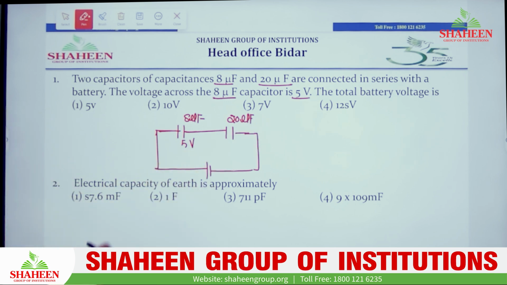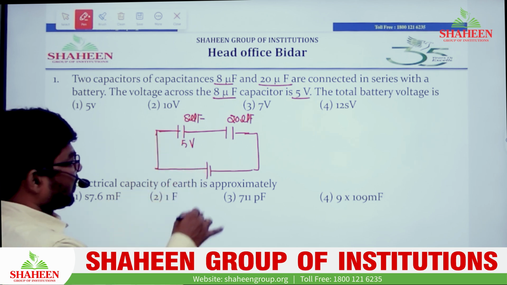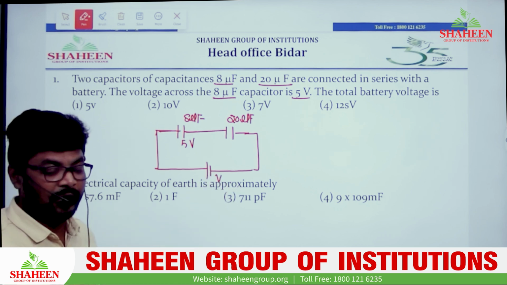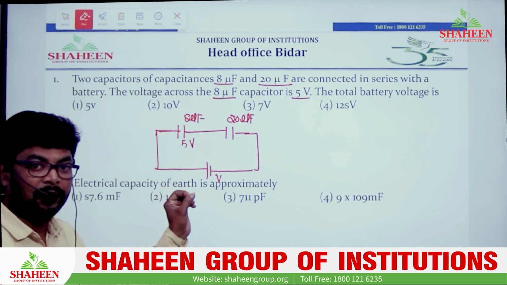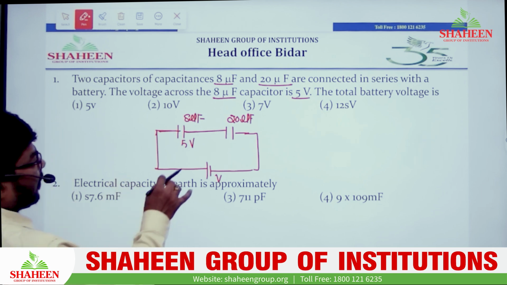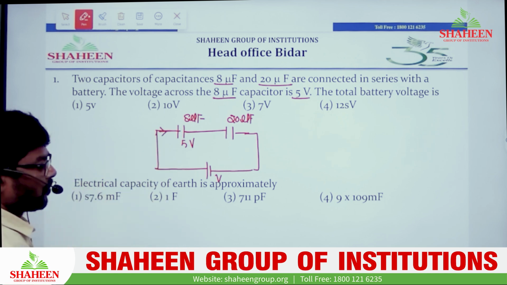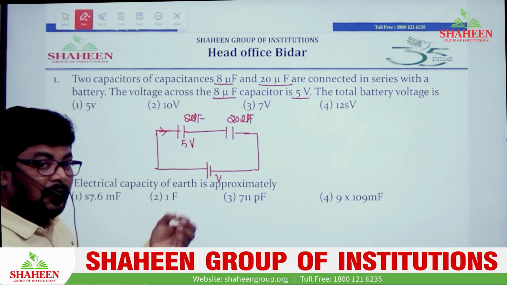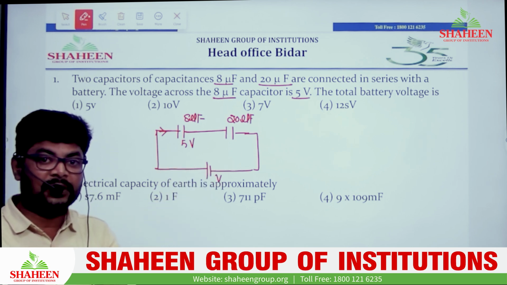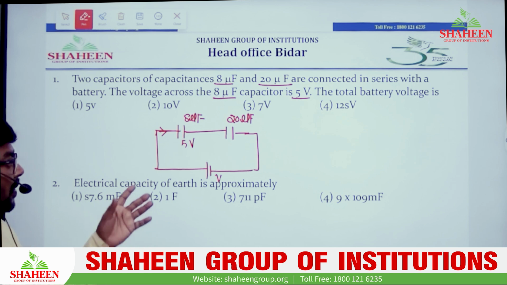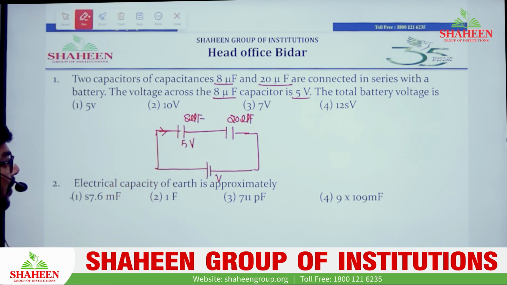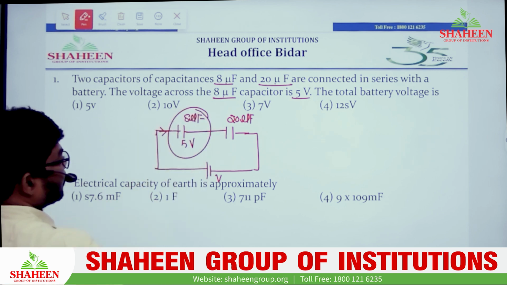The voltage across the 8 microfarad is given as 5 volts. So what is the total battery voltage? Let us assume it is V. How do we find it? Here the same charge will flow. In series combination, charge remains the same on both capacitors. In parallel combination, the potential difference is the same across both capacitors. But in series combination, the charge remains the same, which means first we can find the charge on this capacitor.